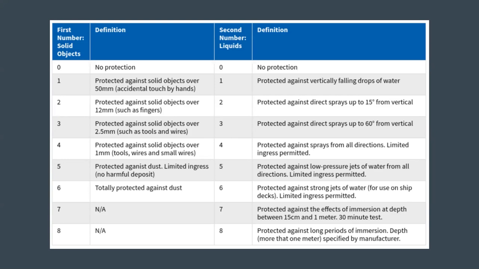So IP, which stands for ingress protection, is going to start that, and then the first number is your protection against solid objects. And you can see here a 0 is no protection. A 1 is protected against solid objects over 50 millimeters. And it gives some examples, so on and so forth, up to 6, which is total protection against dust. And then the second number is the protection against liquids. So once again, zero will be no protection. One, protected against vertically falling drops of water, so rain.